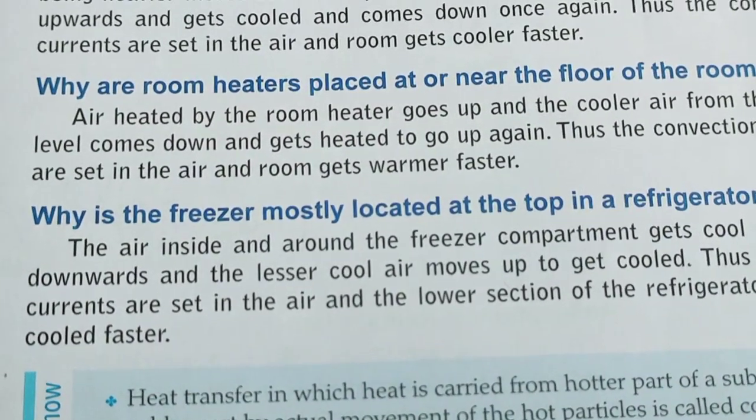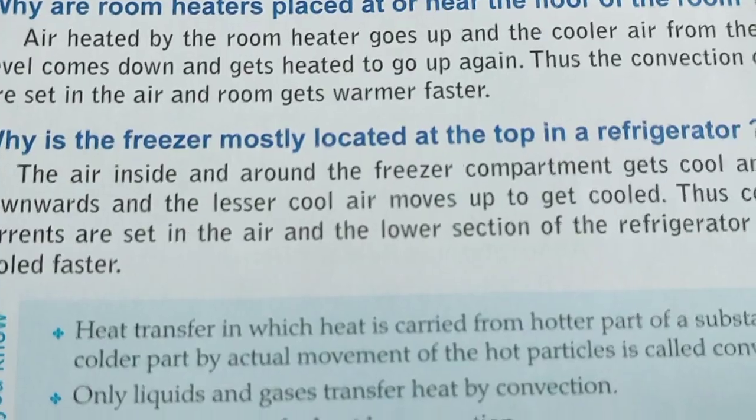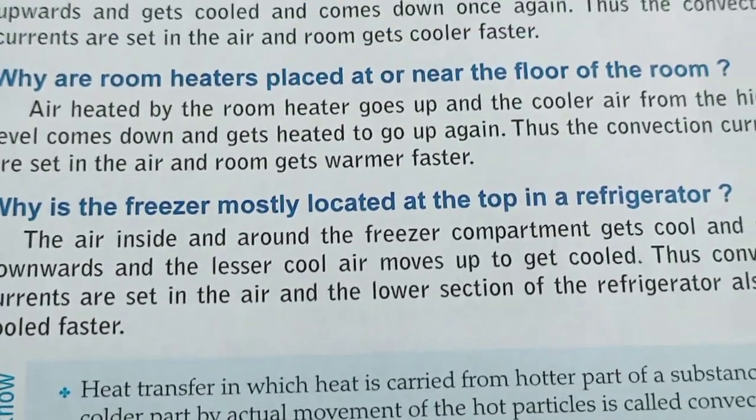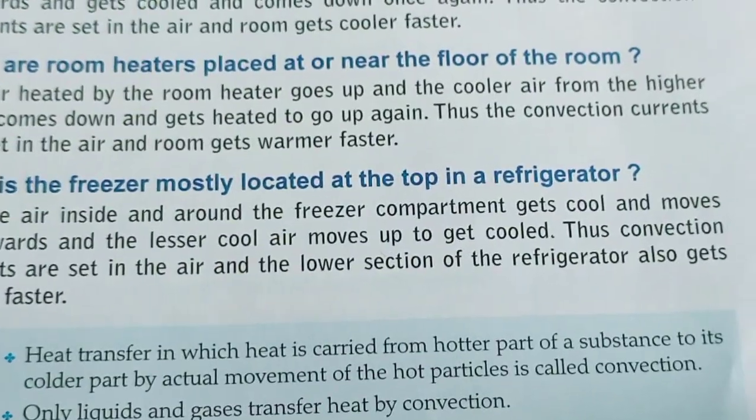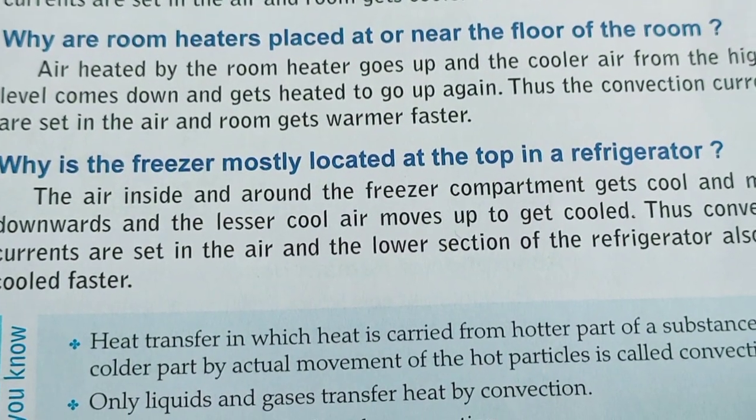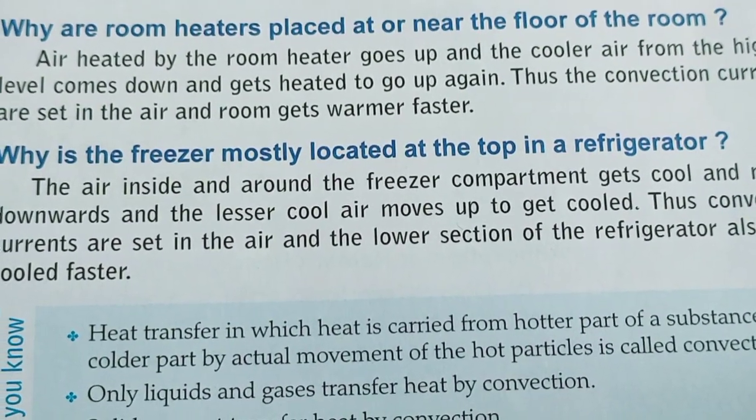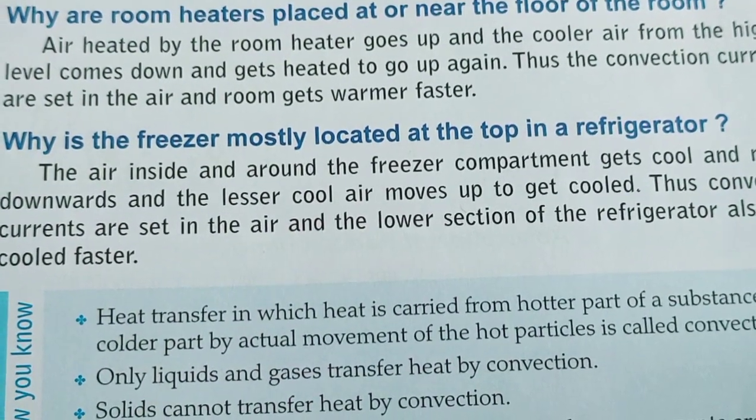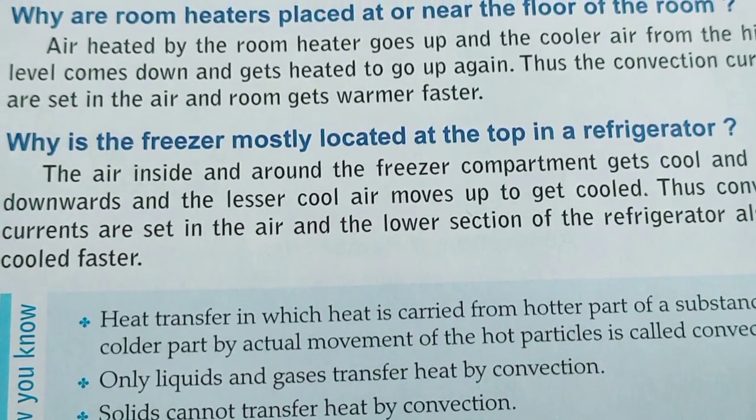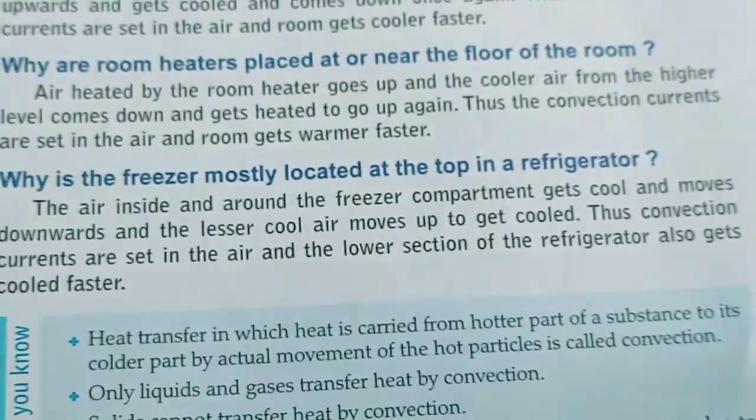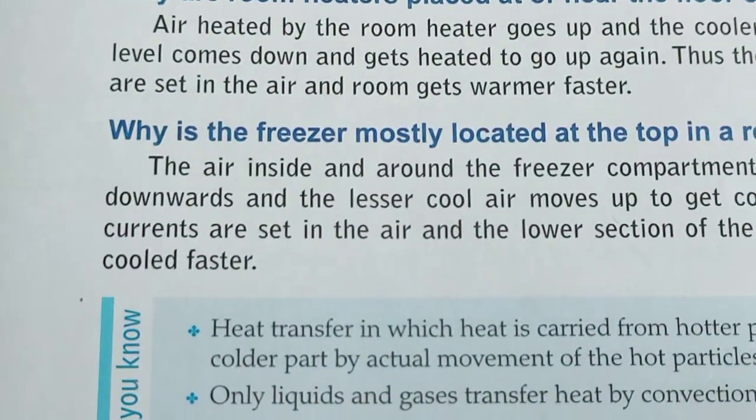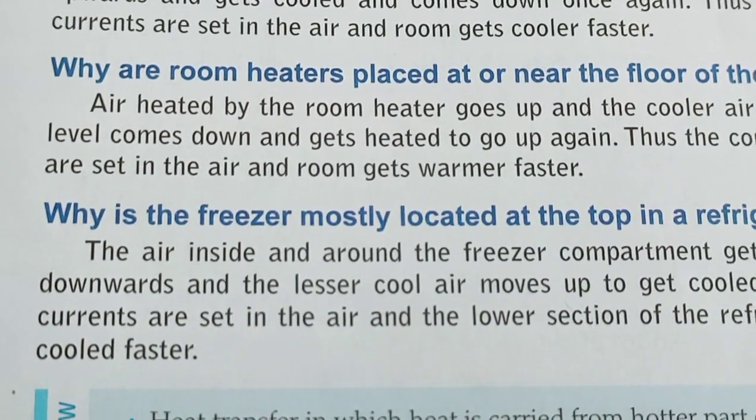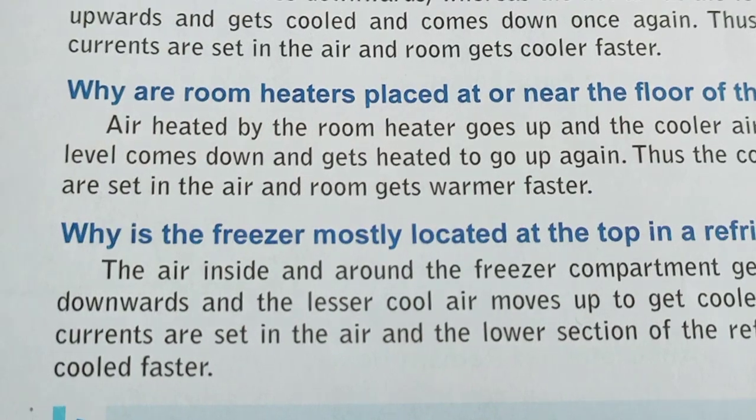Again, one more question, that is, why is the freezer mostly located at the top in the refrigerator? It is because the air inside and around the freezer compartment gets cool and moves downward, and the less cool air inside the refrigerator moves up to get cooled again. Thus, the convection current is set in the air, and the lower section of the refrigerator also gets cooled faster. The same way, a cooler is placed at a height in a room.